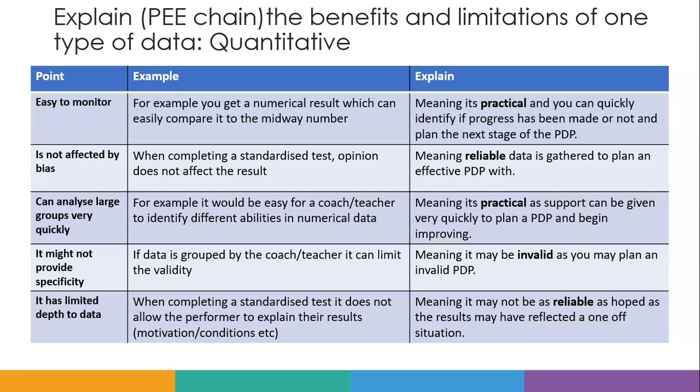Then what I'd like you to do is explain the benefits and limitations of qualitative data using the information that's on here. All you'll really need to do is flip your answers there. So if it was easy to monitor, which is quantitative data, for qualitative data you're probably going to have to say that it isn't that easy to monitor. So see if you can then attempt the example and the explanation for each. For good practice, try and use words such as practical, reliable and valid, or impractical, unreliable and invalid. So see how you get on with that.